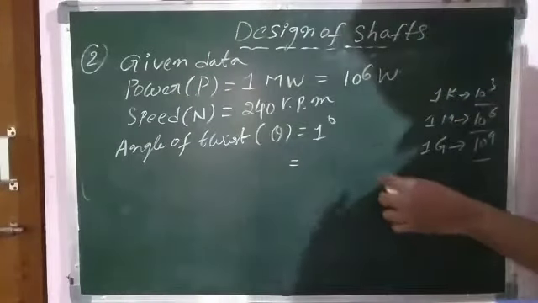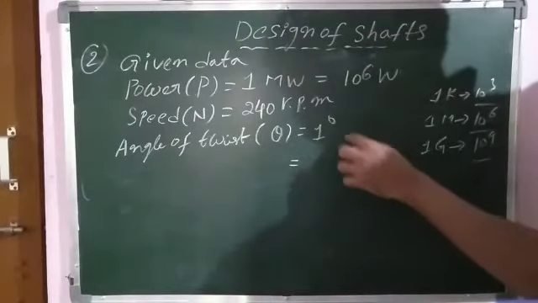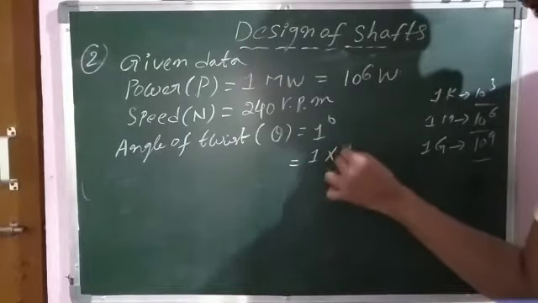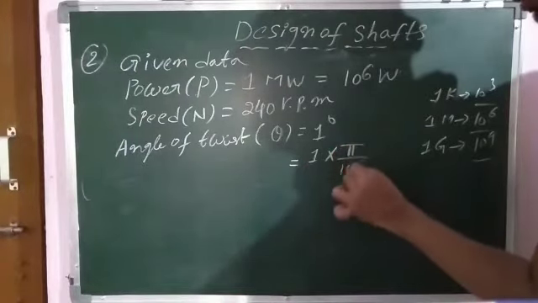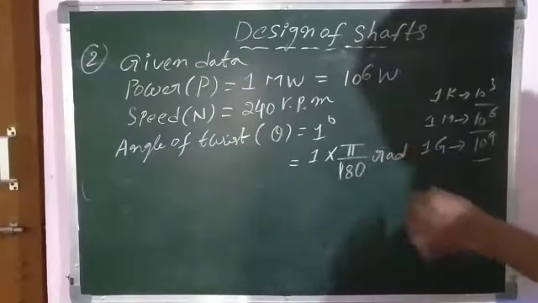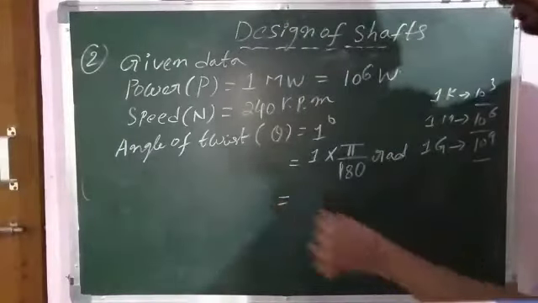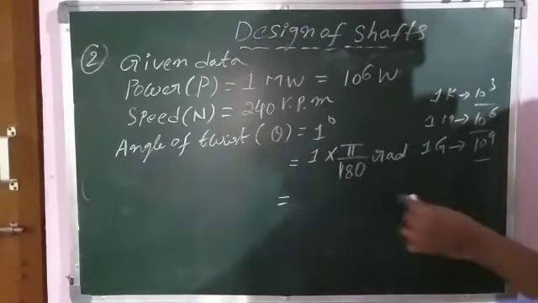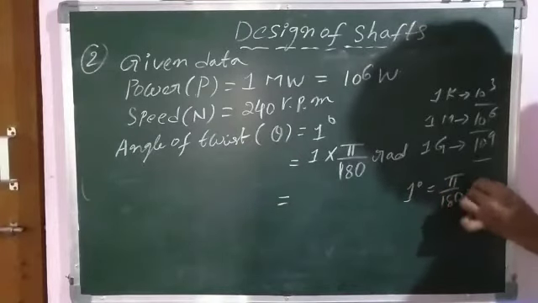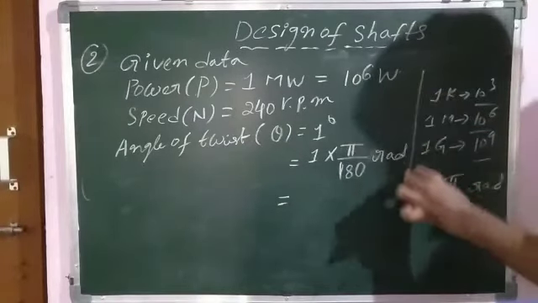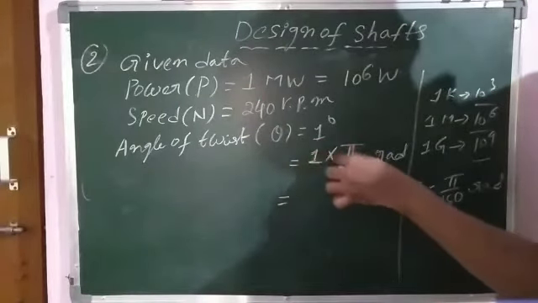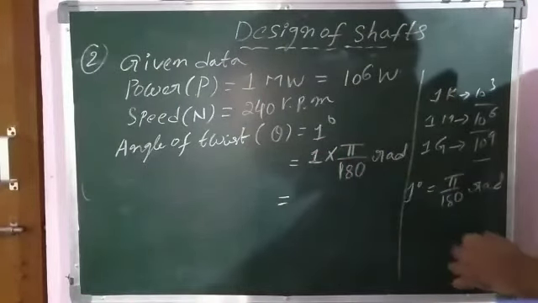Always remember you have to convert degrees into radians. How to convert? Simply multiply by pi by 180. If you multiply any degree value with pi by 180, then we will get radians. So 1 degree is equal to pi by 180 radians. Here the angle of twist is only 1 degree, so 1 into pi by 180 radians.